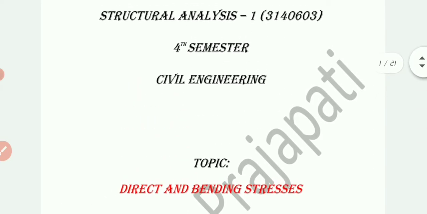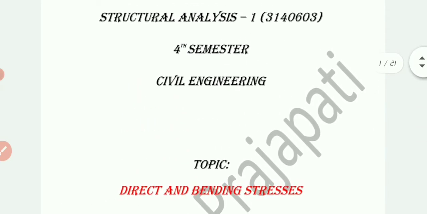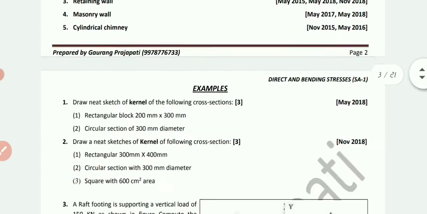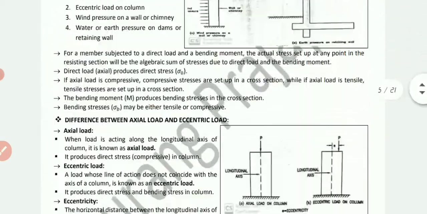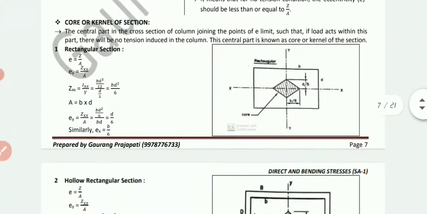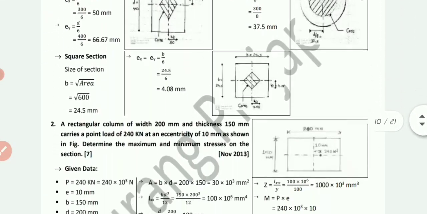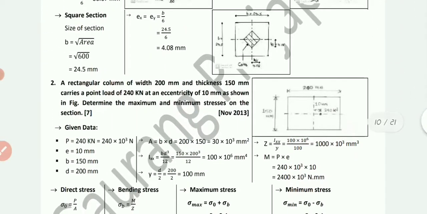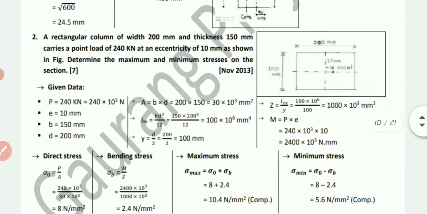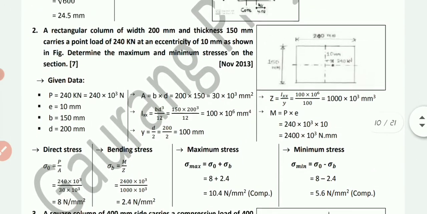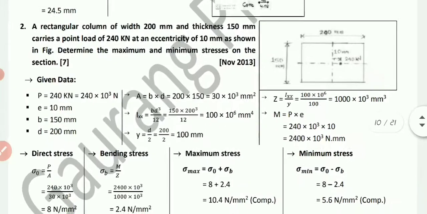We are covering the chapter of direct and bending stress of the subject Structural Analysis 1, 4th Sem Civil Engineering. In the previous video, we covered the theoretical portion of this chapter, and one example of core and kernel of the sections, because that was also a theoretical criteria. Now in this video we are going to cover the typical examination examples of the masonry piers which have been asked in the examination. So let's solve the sum first of all.